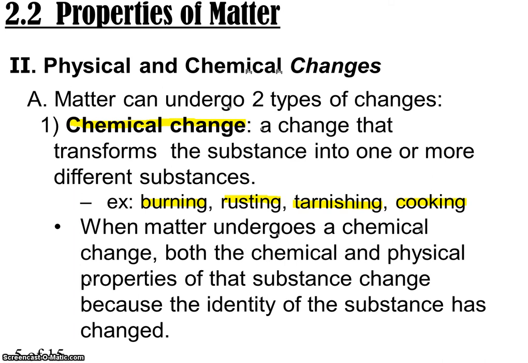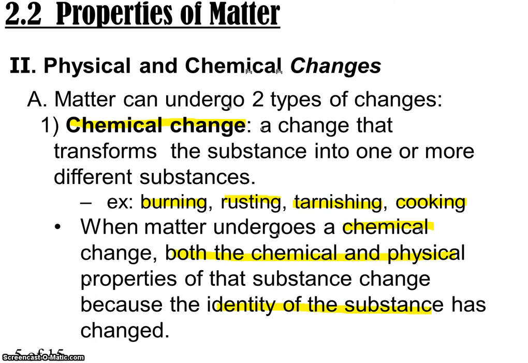When matter undergoes a chemical change, both the chemical and physical properties of the substance are going to change, and that's because the identity of the substance is going to change. So for example, in the idea of an iron nail getting rusty, the chemical properties, as in whether that iron can get rusty again, are going to change, because the iron that has oxidized and become iron oxide doesn't get rusty anymore. It's already rusted. It won't absorb any more oxygen. So that chemical property has changed.